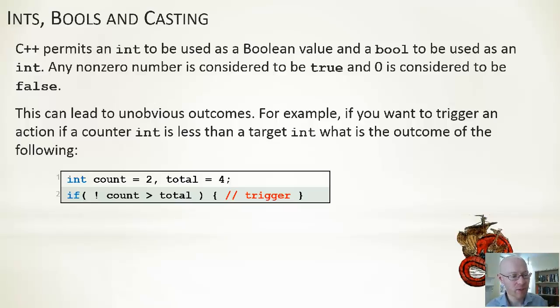I want to trigger some action. So I've said here, it's the other way around. If count is greater than or equal to total, then I want to trigger some actions. That's what I have down in my if. So if it's not the case that count is greater than total, then I'm going to trigger it. So I'm going to check if count is greater than total, true or false, and depending on that I'll negate it and I'll then trigger the action based on that.